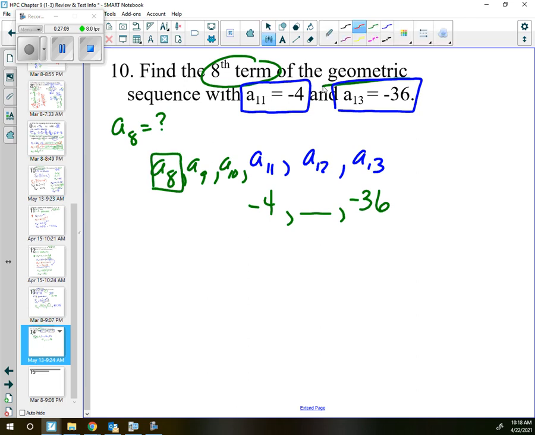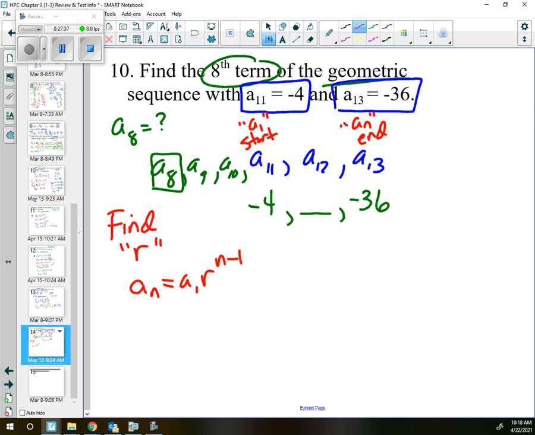Well, in order to figure out any other term, I have to find the ratio. So the first thing I'm going to be looking for is whatever that common ratio is. So I'm going to be looking for R. Remember, any term can be your starting term, and any term can be your ending term, even if it's not starting at term 1. So I would think of this A11 kind of like my A1, and this A13 kind of as my AN, and I can actually use my nth term formula to do that. I'm just going to have to adjust for the length of that sequence.